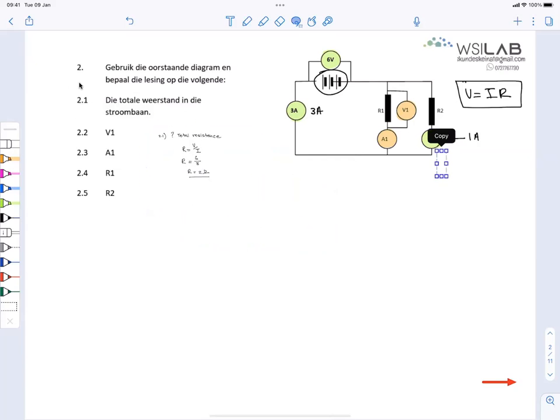Then I want the reading on A1. In other words, what's the reading there on A1? There's two ways of doing it. 2.3. What is the reading on A1? I wouldn't say that you've done a lot of examples, because otherwise someone would just give me the answer quickly. Sorry, that's not A1. This is A1.